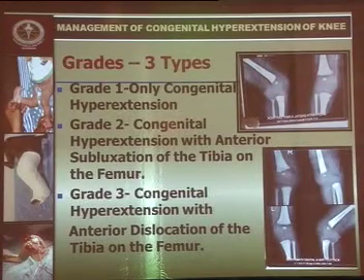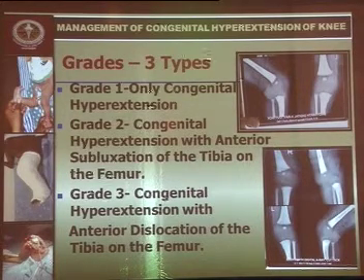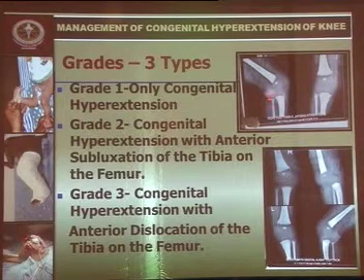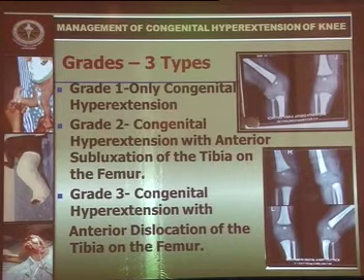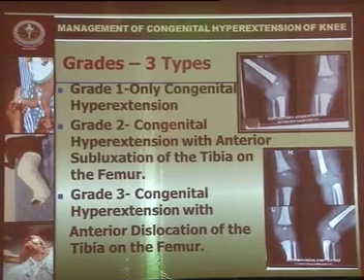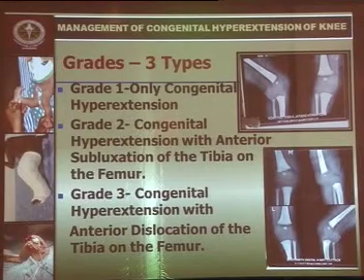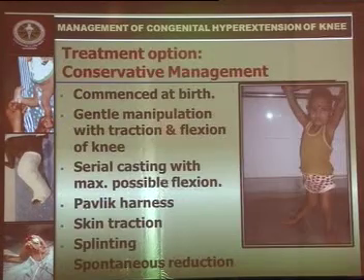There are three types of congenital hyperextension classified. Grade 1, you find only congenital hyperextension, nothing else. Grade 2 is congenital hyperextension associated with anterior subluxation of the tibia on the femur. You can see the X-ray on the right side. You can see here there is a little subluxation. When you see this, there is complete dislocation. So coming to the second grade, there is congenital hyperextension with anterior subluxation of the tibia on the femur, and grade 3 is congenital hyperextension with anterior dislocation of the tibia on the femur. So there are three grades we have.